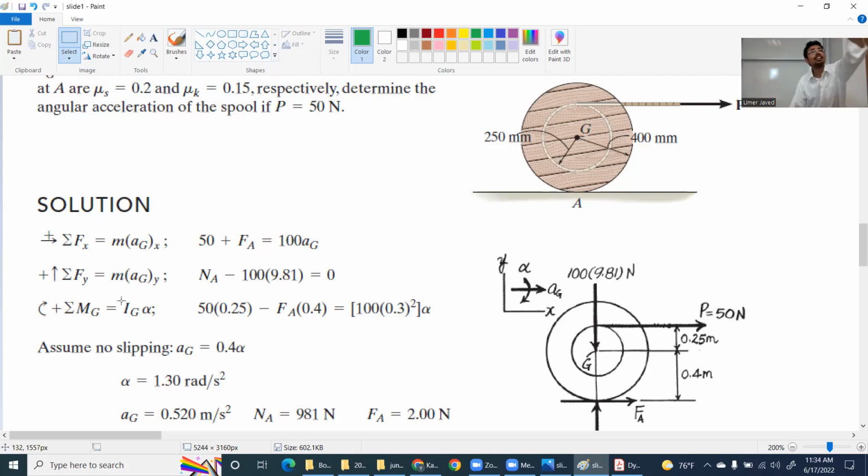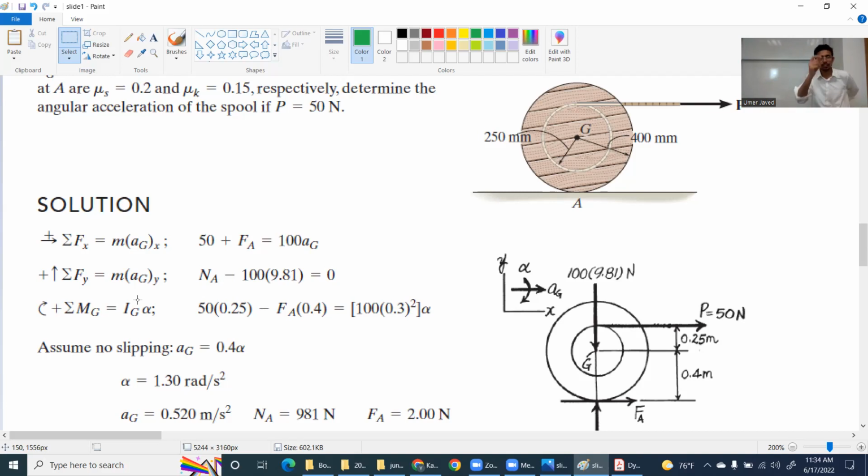Here comes again the revision of the same concept. Summation of moment about center of mass. The center of mass is translating, fine. Even if it hadn't done any translation, if it had been fixed, fine. Summation of moment about center of mass is equal to IG alpha.